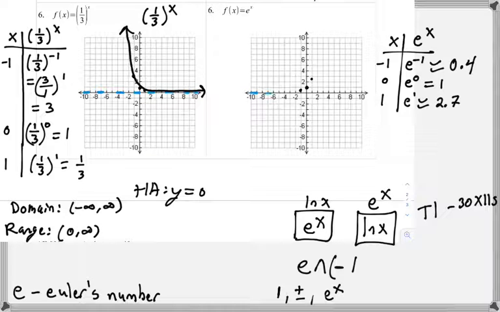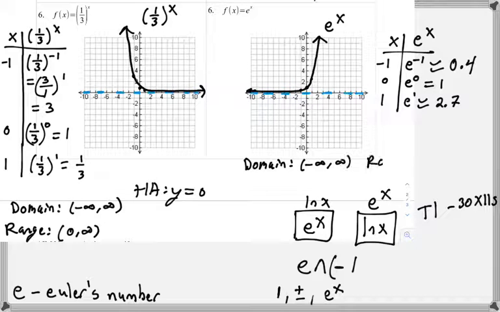Our horizontal asymptote is y equals 0. We'll go ahead and connect our dots, label our graph, and then we'll go ahead and mention our domain and our range. The domain is all real numbers. The range is all positive numbers. And our horizontal asymptote is y equals 0.